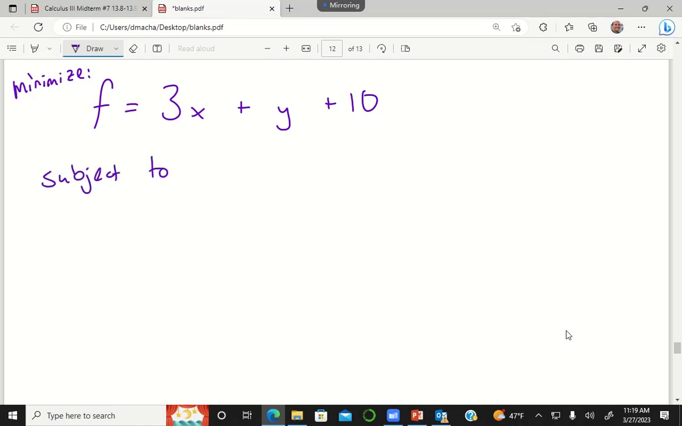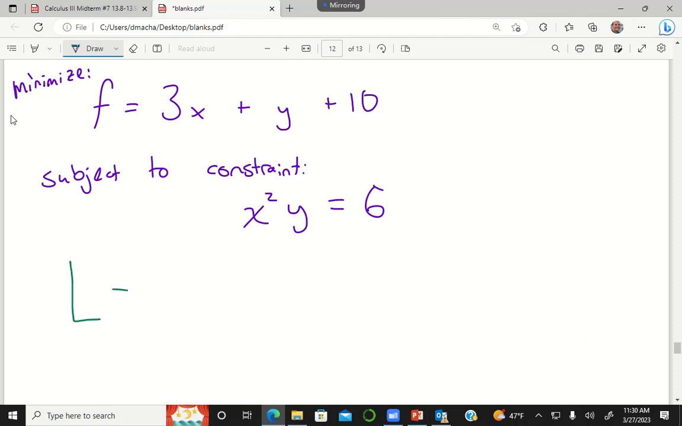This might be a better question. It says f is equal to 3x plus y plus 10 and I want to minimize it. In other words, find the minimum. And I'm trying to minimize this subject to what constraint? Subject to x squared times y equals 6.